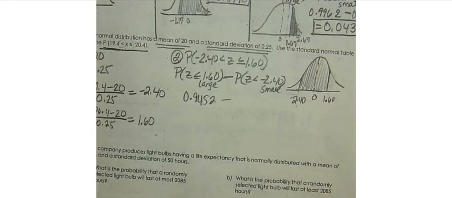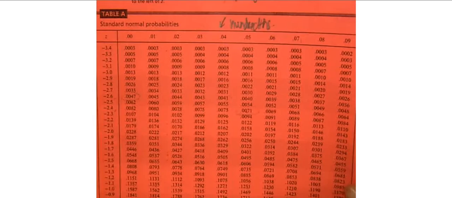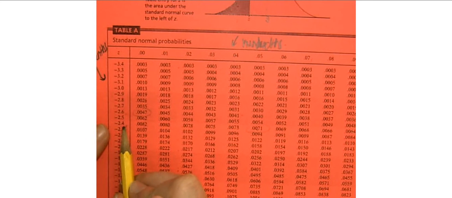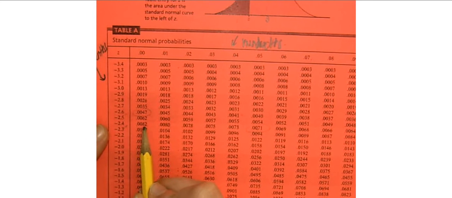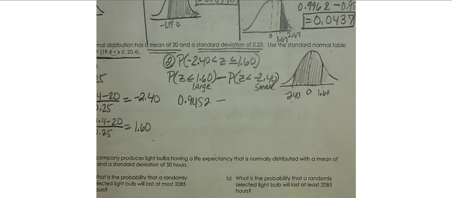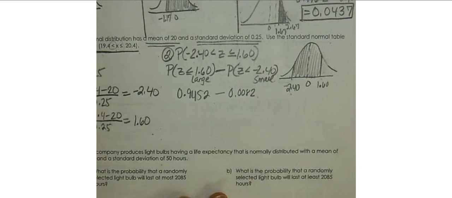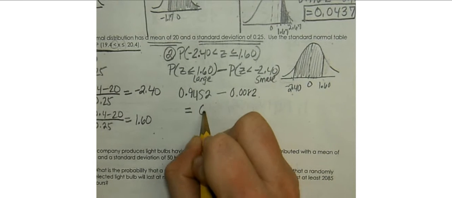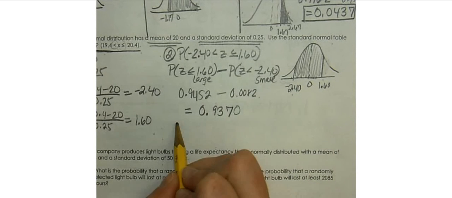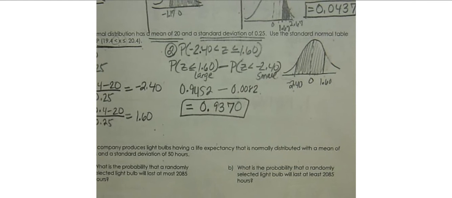And I'm going to subtract away my smaller z-score, and that's going to be at negative 2.40. So I'm going to go to where negative 2.40 is located. And that is at 0.0082. And when I put that into my calculator, I'm going to end up with 0.937. And you can put a 0 at the end if you want, that's fine. But that is your answer. There is nothing further for you to do.